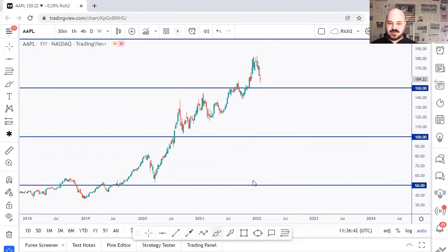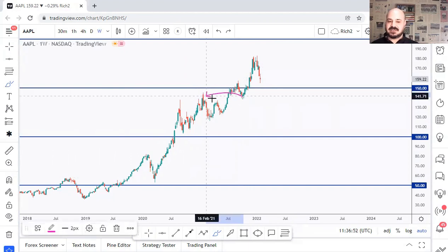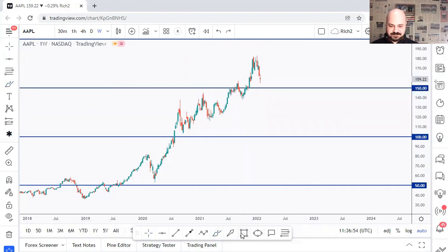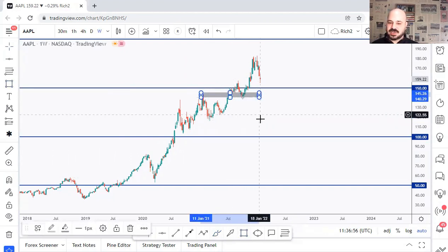So as price approaches the 150, it would act as a strong support zone, right? Because we don't have typical support and resistance. And of course, you can always go to the previous highs. For example, here we had a high, which is broken upward.